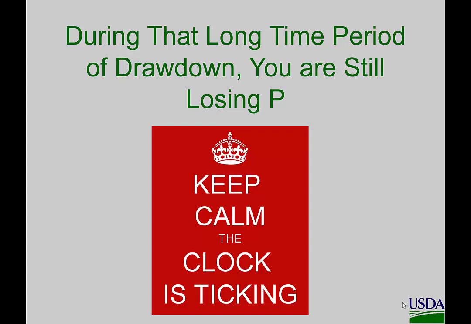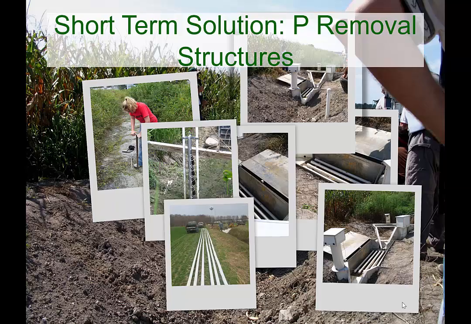So over that 20, 30 years while you're drawing it down and you're still leaking it out, the phosphorus removal structures can help and trap it. So I consider this to be a short-term solution, but needs to be used in combination with phosphorus drawdown to get at the root of the problem.